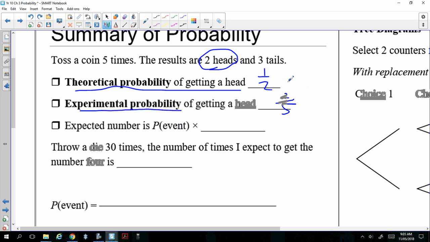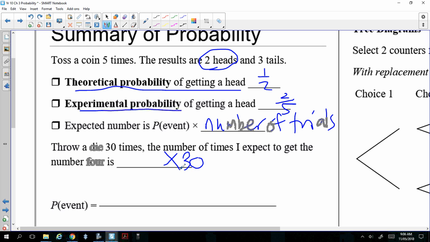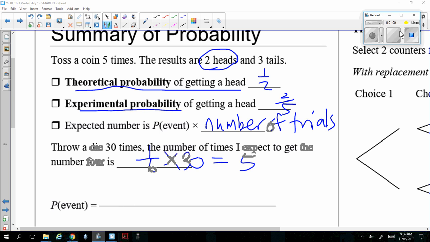Okay, what is the expected number? Expected number of outcomes is the probability of the event times the number of trials. These are some of the formulas that you learn in year 9. So for example, if I throw a die 30 times, the number of times I expect to get the number 4 is 30 times the probability of 4. What's the probability of 4? 1/6. So 1/6 times 30 is 5 times. So I expect to get 5 fours when I throw the die 30 times.